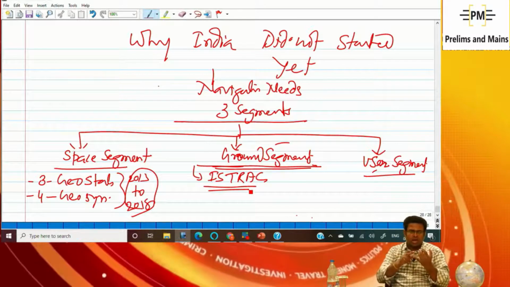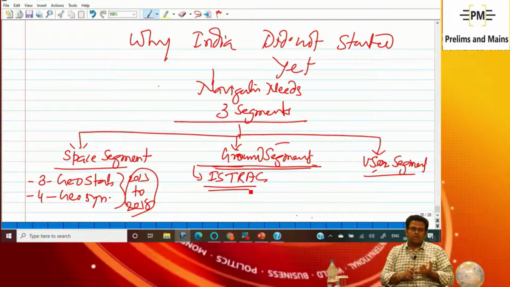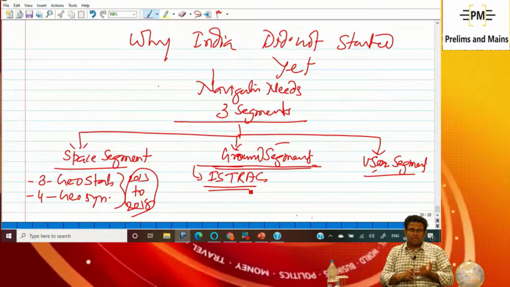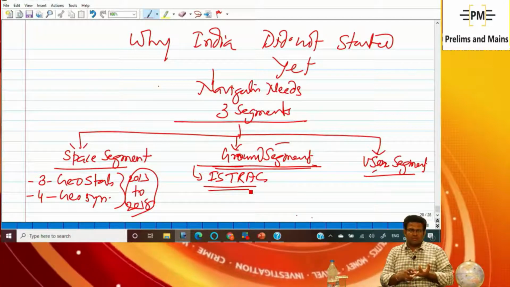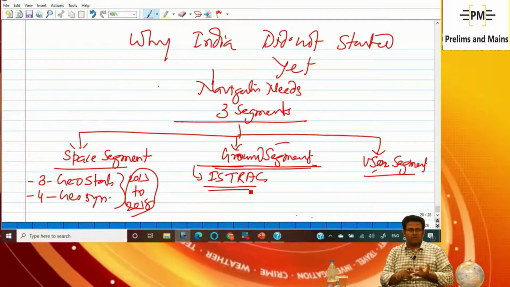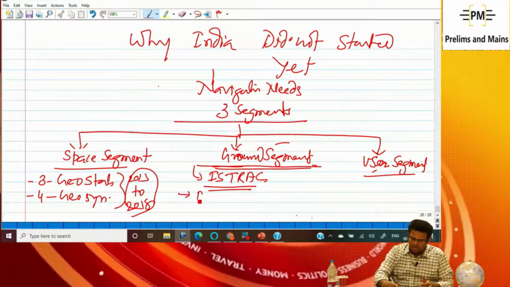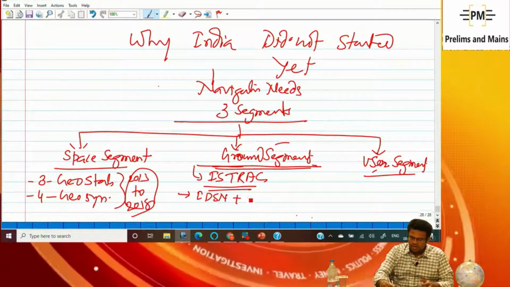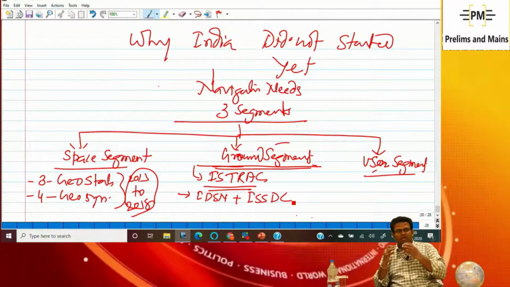So ISRO means we have to work on IDSN, the Indian Space Science Data Center, and a spacecraft control center. Here there will not be a spacecraft control center, we have the IRNSS control center. So there will be IDSN and ISSDC. IDSN means what? Indian Deep Space Network.